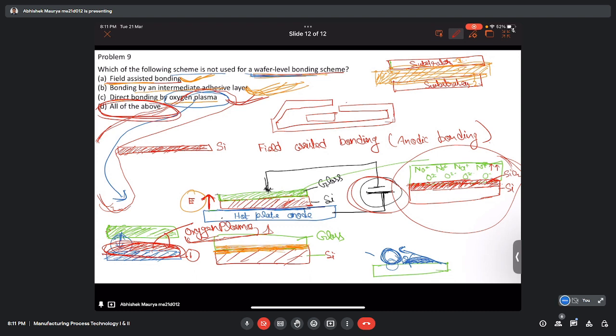So I have explained the solution. Still, if any of you have doubts, you can ask me. I will explain the fundamental concepts required for this problem. Is it clear? Do any of you have any doubt?